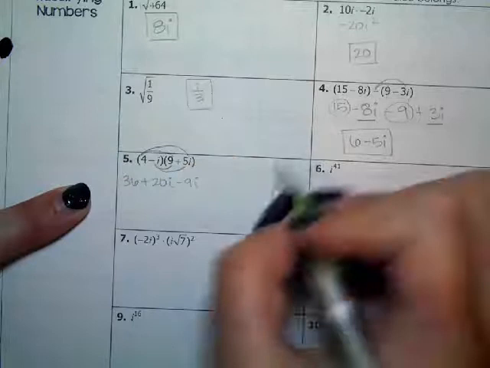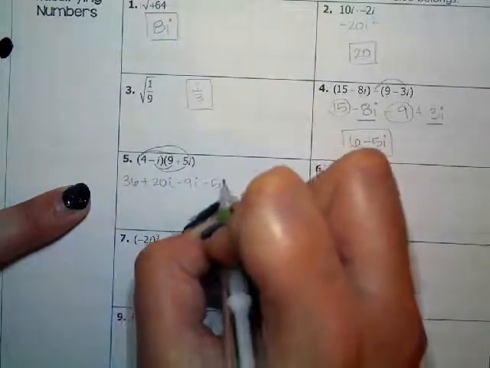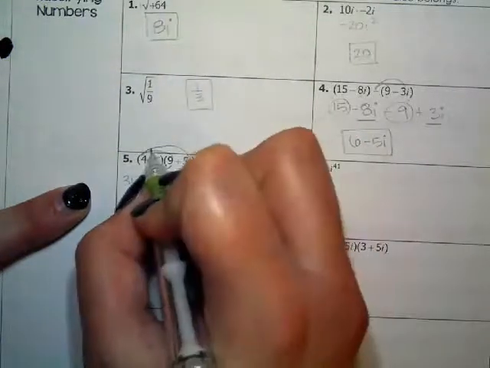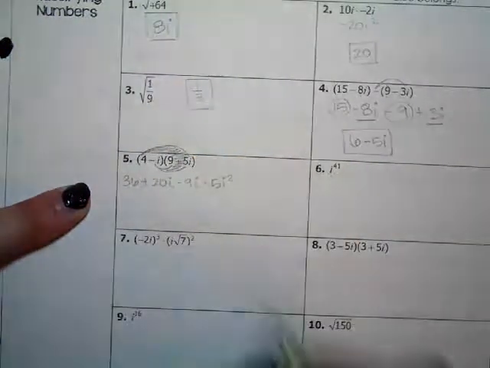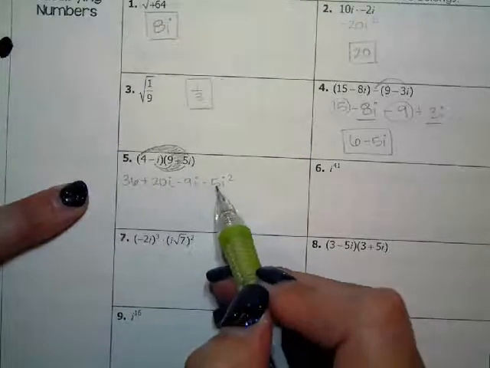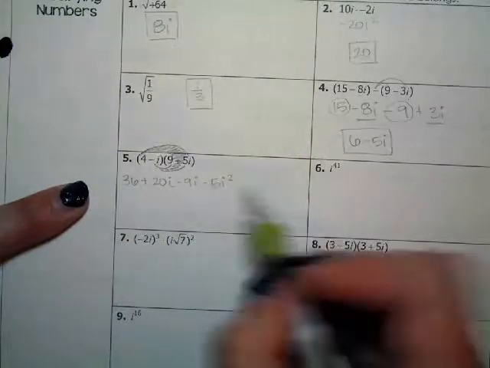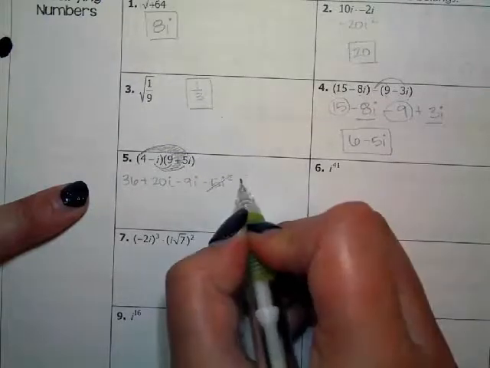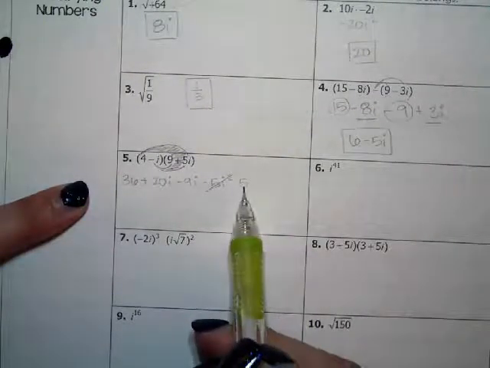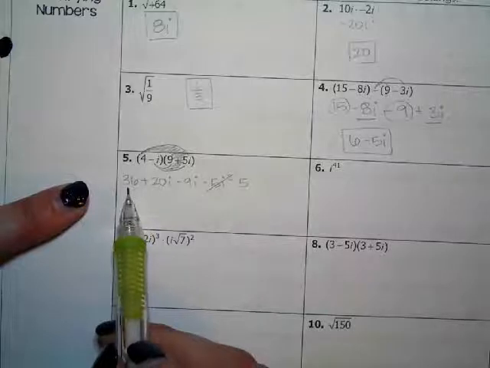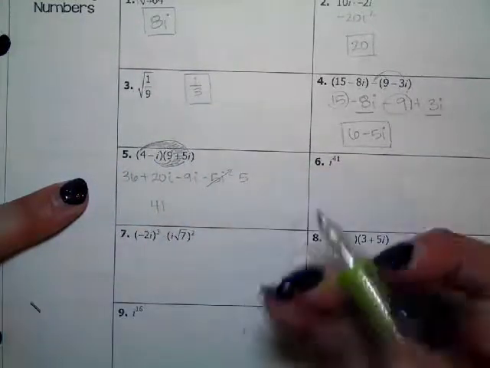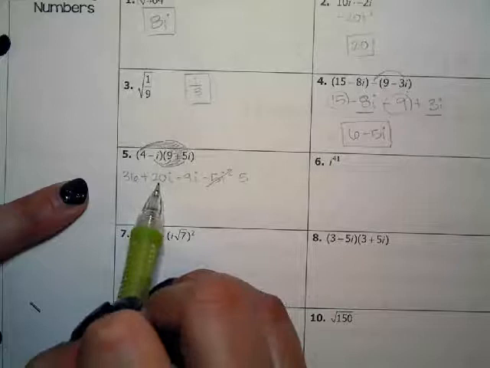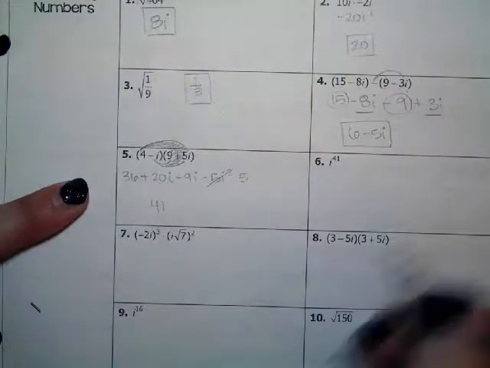All right, negative 5i squared is actually positive 5, okay? So we take the positive 5, we put it with the 36, and that gives us 41. So we have 41, and then we take the 20 and the negative 9i, and we put those together, and we get 11i. There's our complex number.